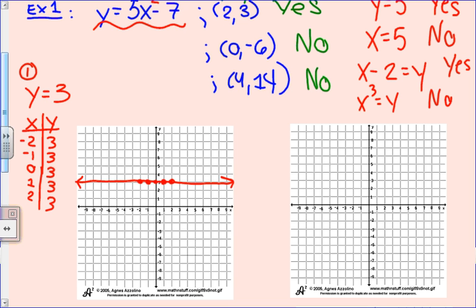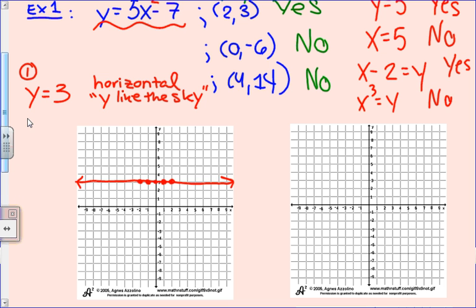This will happen anytime you have the y by itself. It must go through the y-axis. So y by itself will give you a horizontal line. And I would like you to remember that by saying, y like the sky. Why like the sky? In fact, I find that making a table on this one is really ineffective, because anytime you see the y by itself, you know you're going to get a horizontal line.